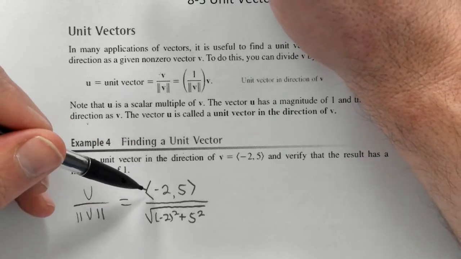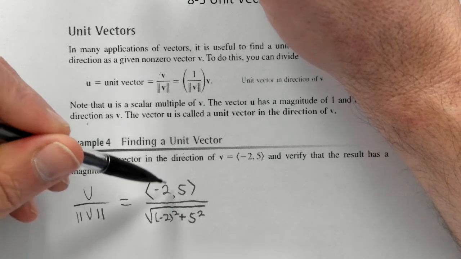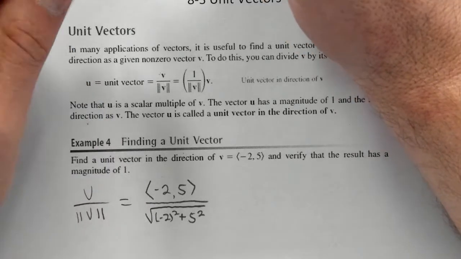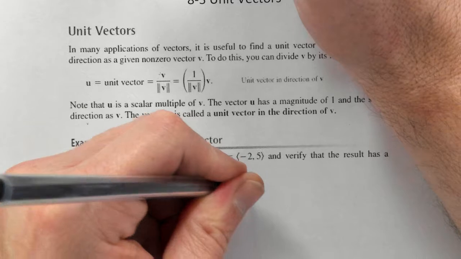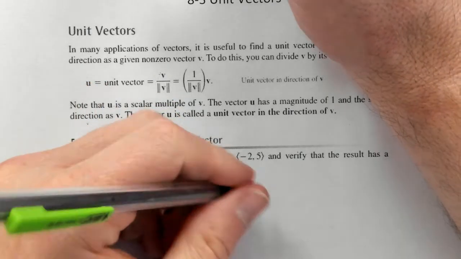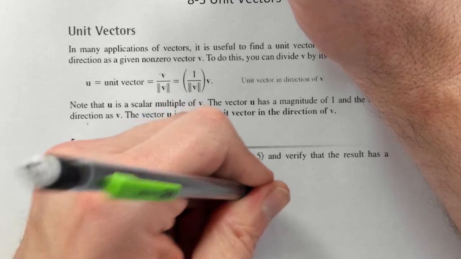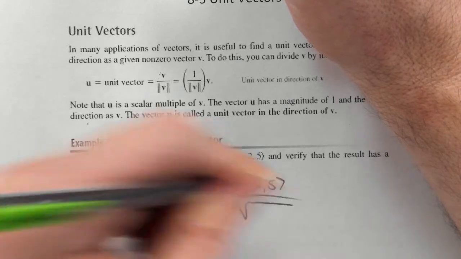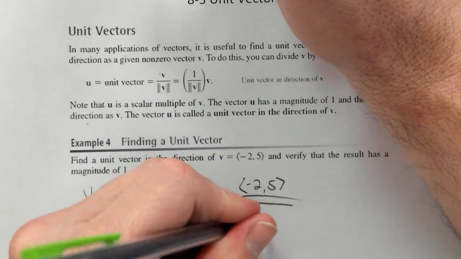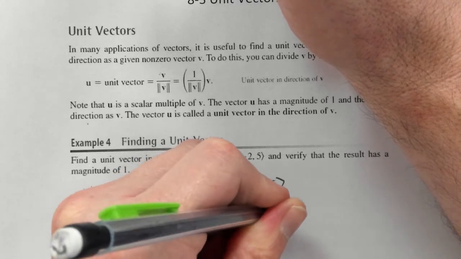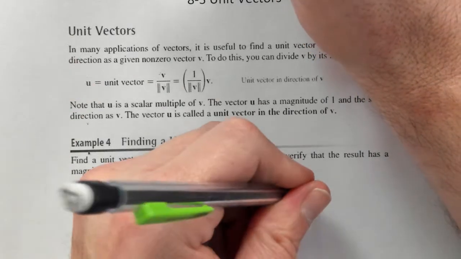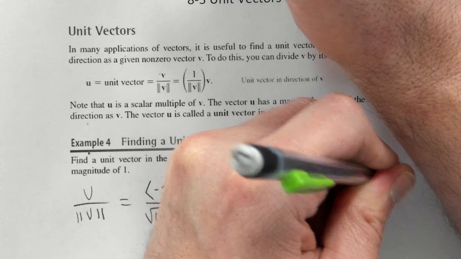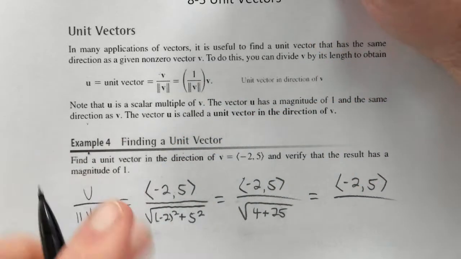And remember, the operations we looked at last time say a vector can be multiplied by a scalar or divided by a number. When that happens, it looks like this. Still on top we have the component form, -2, 5. Simplifying on the bottom, we get 4 plus 25, and still the component form on top, and all that's over the square root of 29.